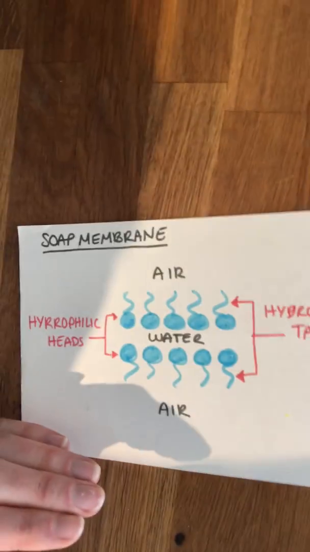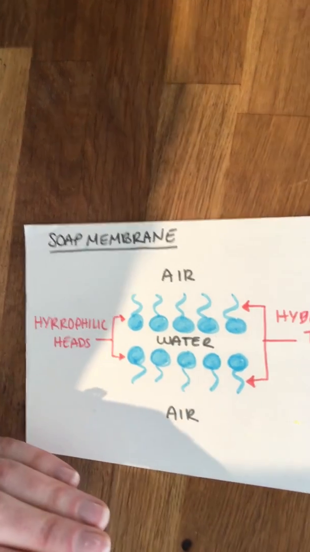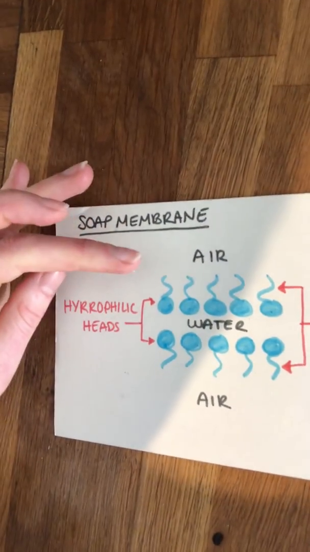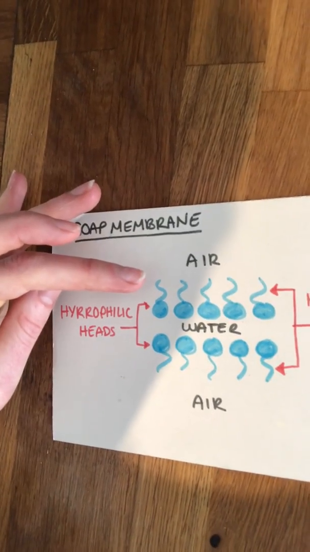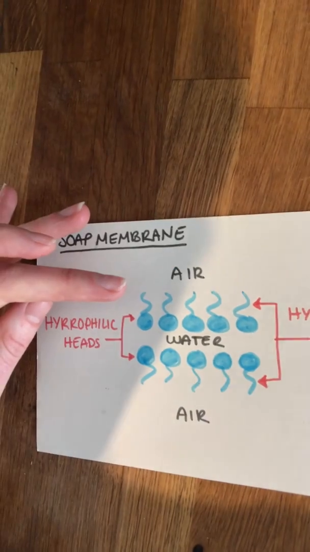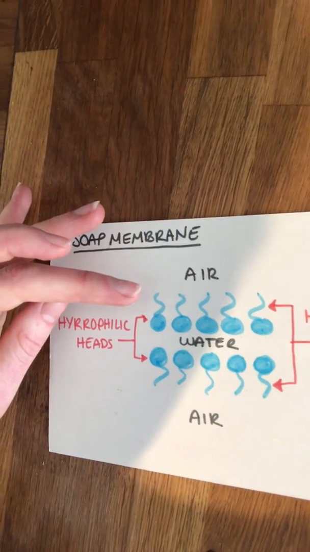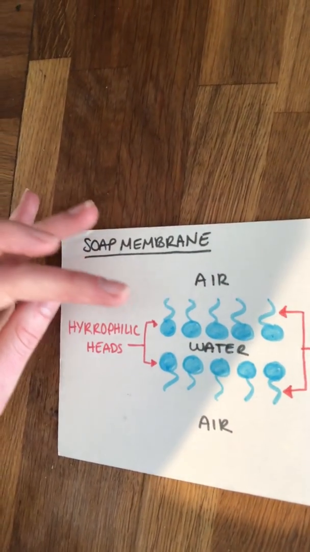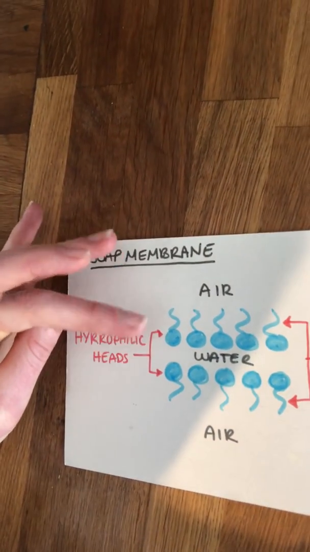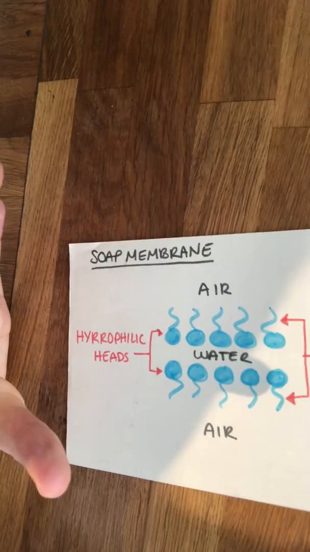So when we put our finger that's just dry right through the soap film, these hydrophobic tails are scared of water, and so our dry finger doesn't really agree with them or the hydrophilic parts, the parts that like water, and so the whole thing just breaks.